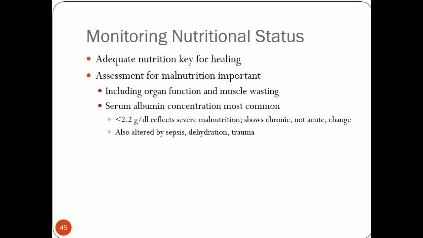So assessment of malnutrition is important. This includes organ function and muscle wasting. Serum albumin level concentration is the most common assessment, and less than 2.2 grams per deciliter reflects severe malnutrition. It shows chronic, not acute change, and is also altered by sepsis, dehydration, and trauma.